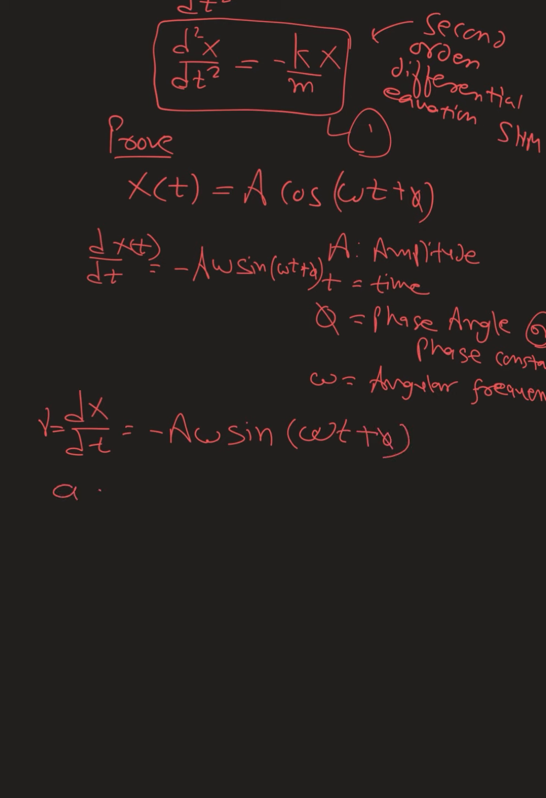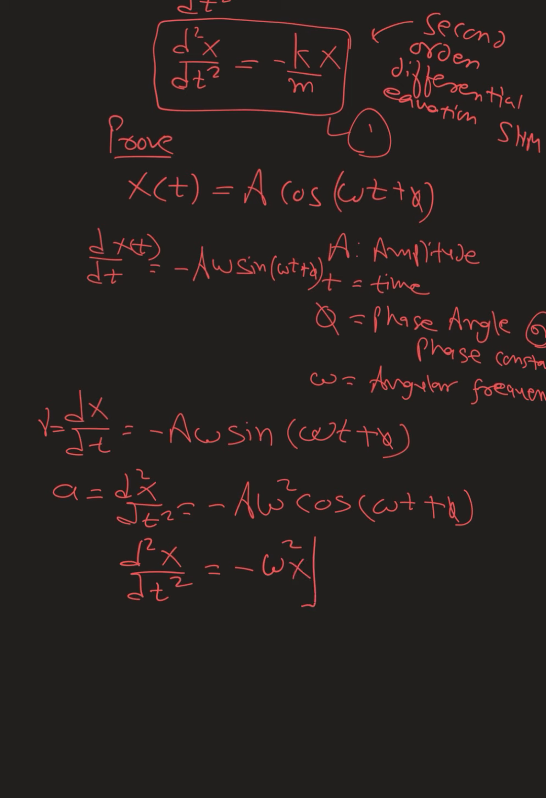If I differentiate the second time, I'll get d squared x over dt squared. Sine becomes cos, omega t becomes omega, so you will have negative a omega squared cos(omega t plus phi). You see, you get the same equation again, right? A cos(omega t plus phi) we started with, and we end up with the same equation. So we can say that d squared x over dt squared is nothing but negative omega squared times x, because x is a cos(omega t plus phi).